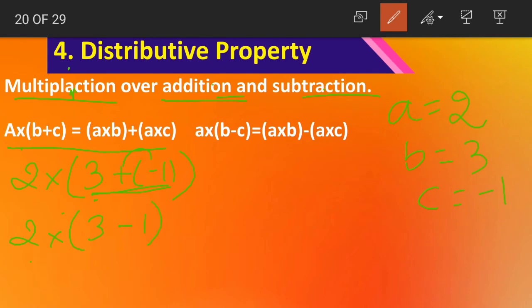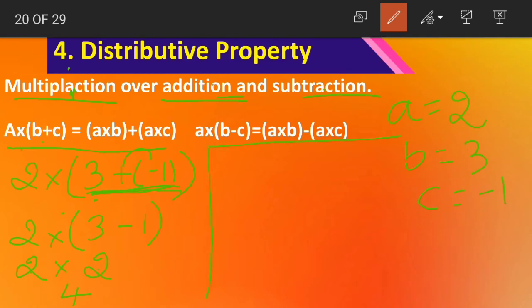Then we have 1. What is 3 minus 1? 3 minus 1 is equal to 2. 2 2s are 4. Understood? First we solved the numbers inside the brackets and then we multiplied it with the outer number. Understood class? First we added and then multiplied the result with 2, which is a here.